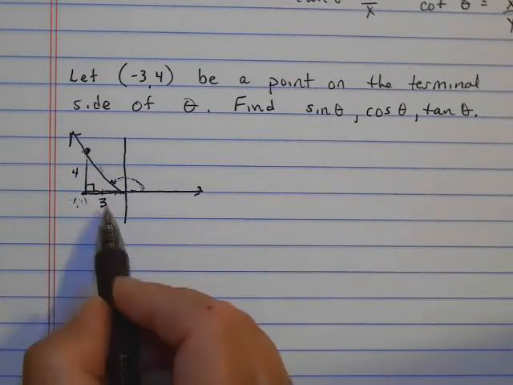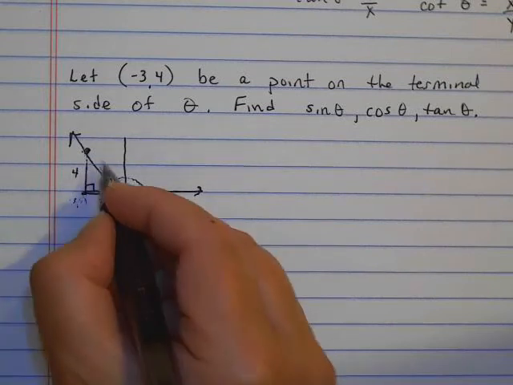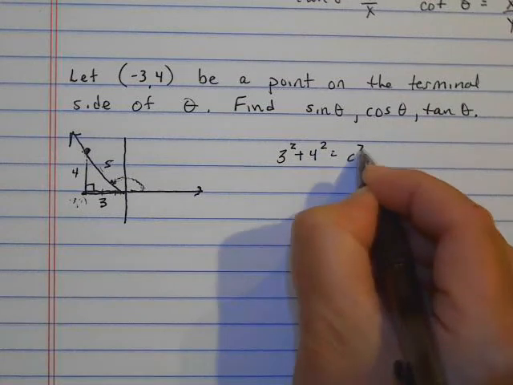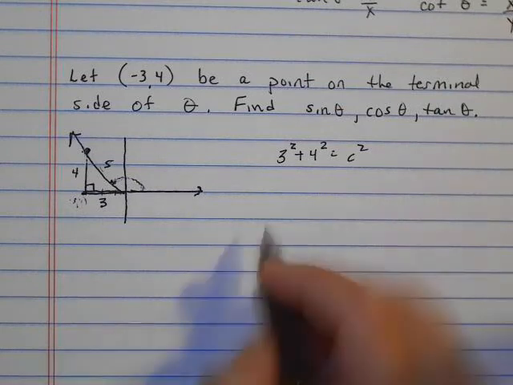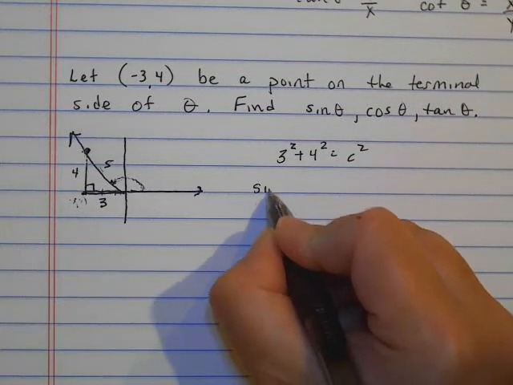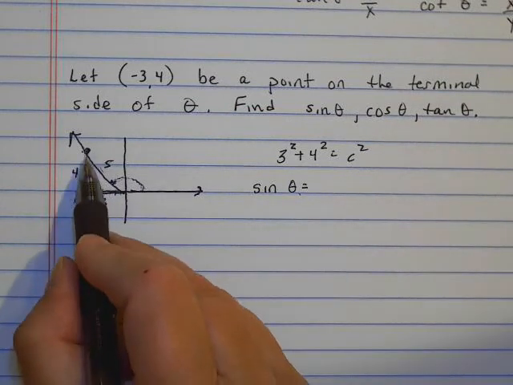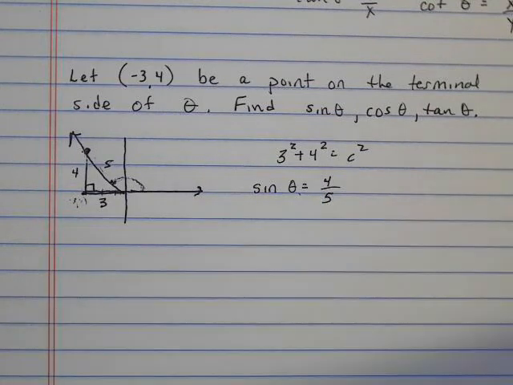So, knowing what I know about Pythagorean theorem and the Pythagorean triplets, we know that this has to be a 3, 4, 5 triangle. And I could do that by doing 3 squared plus 4 squared equals c squared. So we know that that side is 5 units long. So sine of theta is going to be the y value, which is 4, over the radius, which is 5. So sine of that particular angle is 4/5.